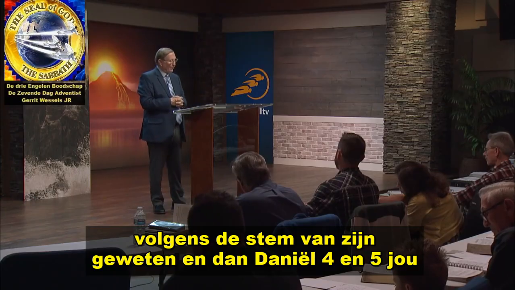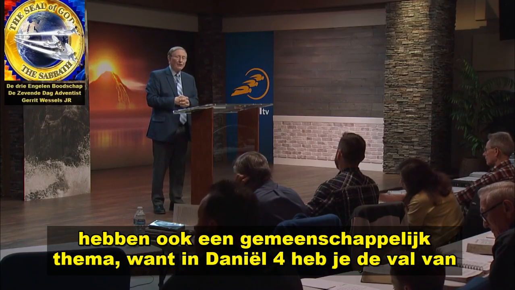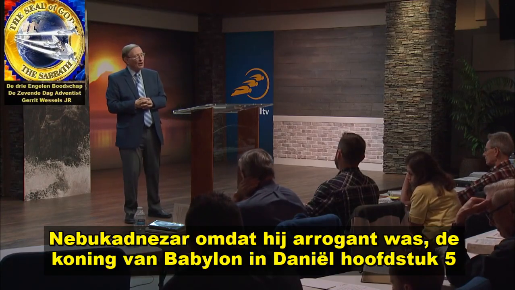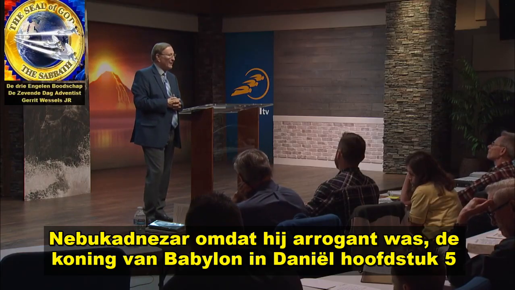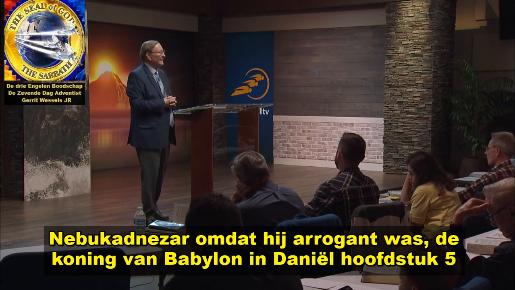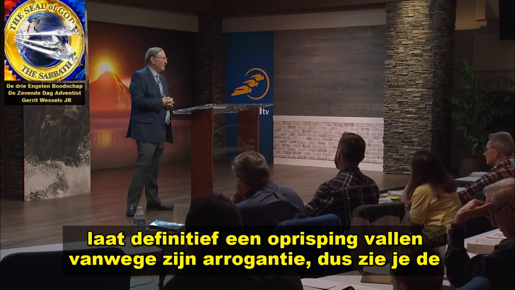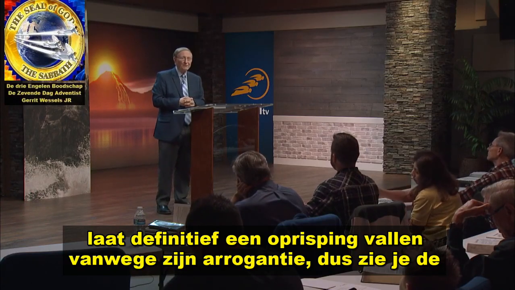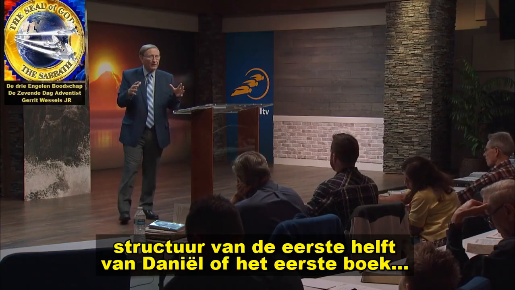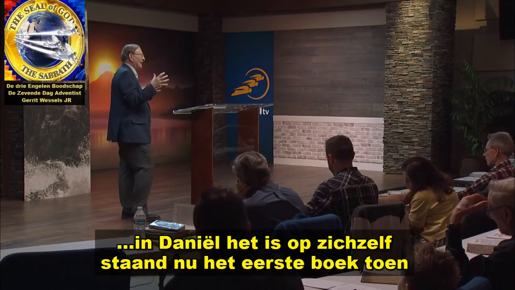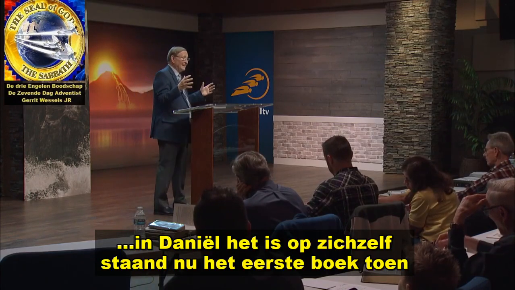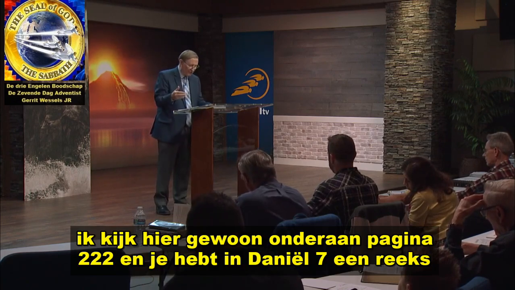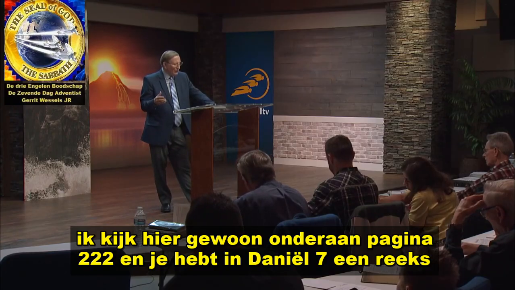And then Daniel 4 and 5, you have a common theme as well, because in Daniel 4, you have the fall of Nebuchadnezzar for being arrogant, the king of Babylon. In Daniel chapter 5, you have the definitive fall of Belshazzar for his arrogance. So do you see the structure of the first half of Daniel, or the first book in Daniel? It's self-contained.